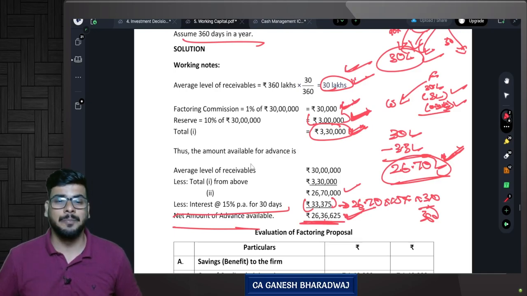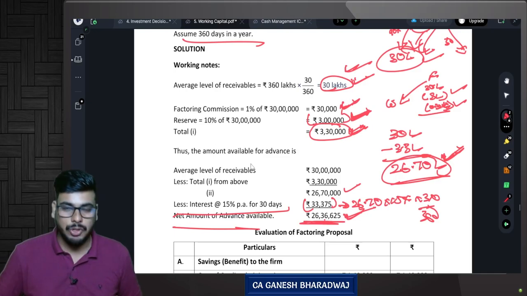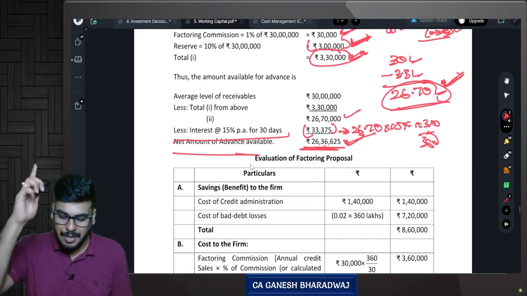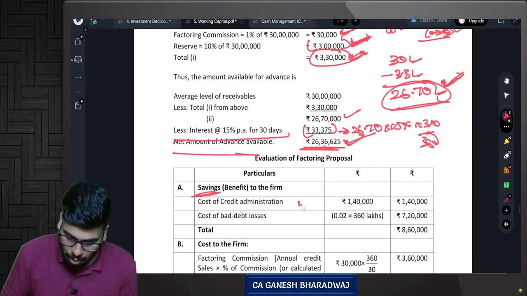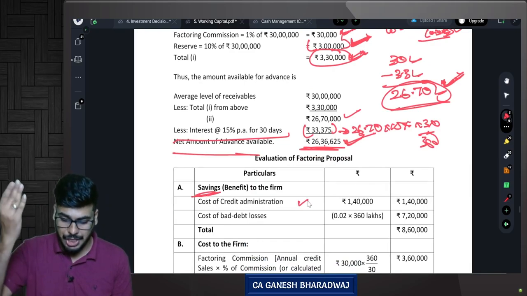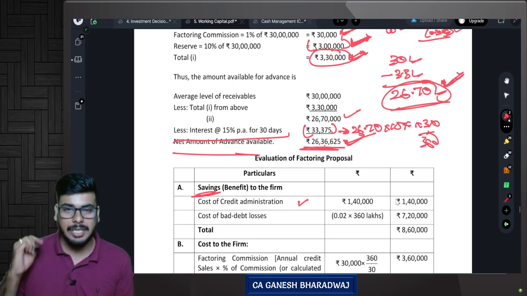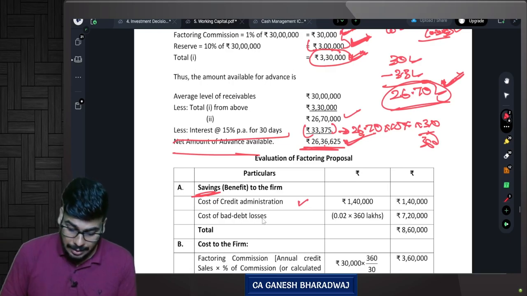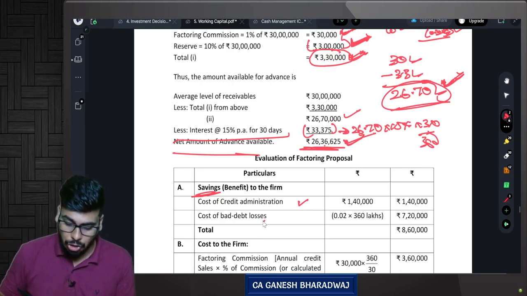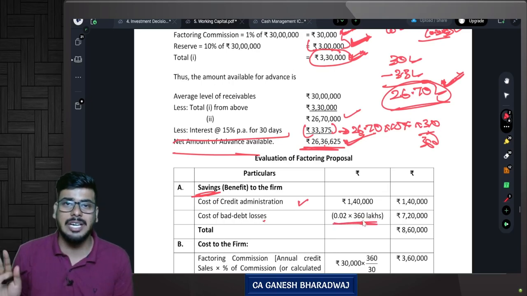Are you clear with this? Yes. Now, because the company goes to the factor, what is the benefit? Benefit number one, the company can save on the cost of administration. They had all this staff and admin, 1,40,000 I can save. Then the company can also save the cost of bad debts. So 2% on annual sales is generally my bad debts.